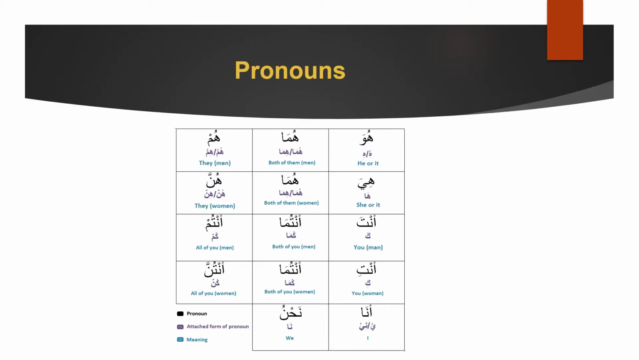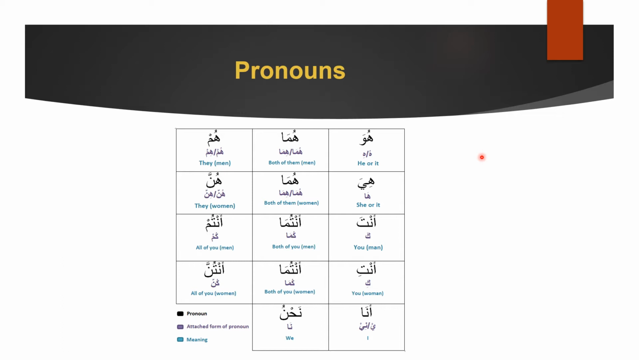So what are pronouns in Arabic? The pronouns in Arabic are the same as pronouns in English. It's just he, they, us and all the rest of the stuff. But they have three differences. The first difference is that there's no version of "it" in Arabic. Okay? There's no Arabic word for it.